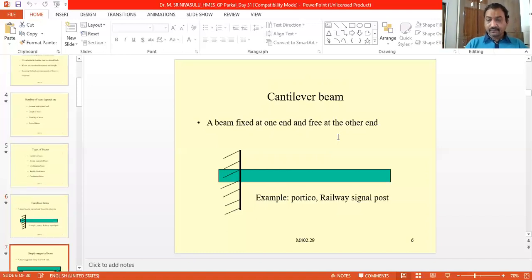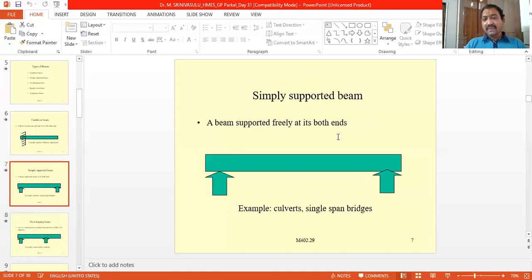Next, the simply supported beam. Here, if the two ends of the beam are simply supported or freely supported, then this beam is called the simply supported beam. It is also known as the SS beam. So here what is happening is that at the two ends the member is supported freely.